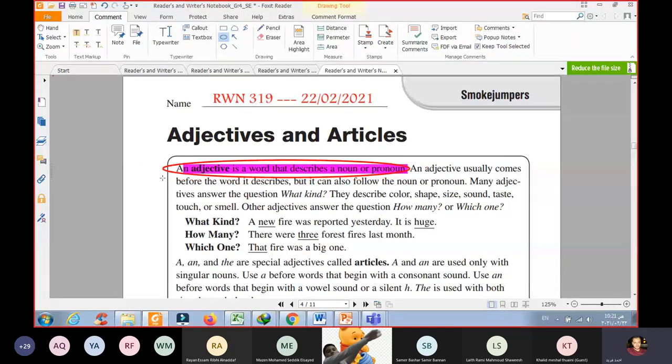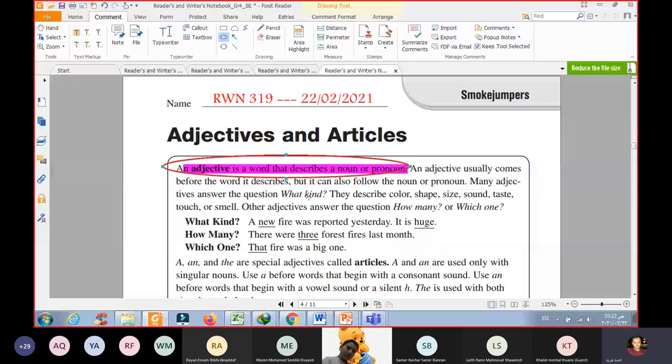We know the adjectives by words like big, fat, small, short, and so on. But we have to know what an adjective is in grammar. The adjective is a word that comes before a noun to describe it, or after a pronoun, or after a noun to describe it, especially after the verb to be or the linking verbs. An adjective usually comes before the word it describes, but it can also follow the noun or pronoun.